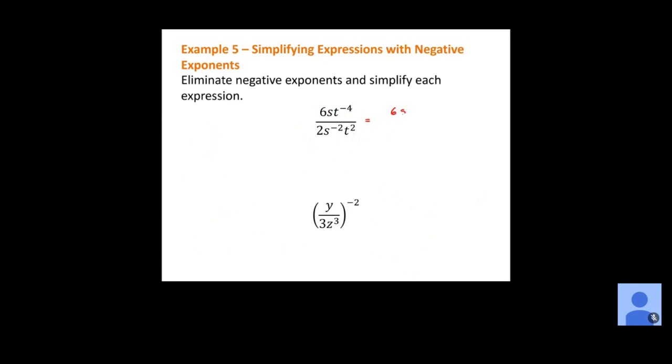So we're going to have 6s. That's going to stay up top. The s to the negative 2 from the bottom gets moved up top. That becomes s to the positive 2. And then the denominator, we already had a 2. We had a t squared. And then I'm going to move that t to the negative 4 down to the bottom. And so that becomes a t to the positive 4 down there. Any questions on that step?